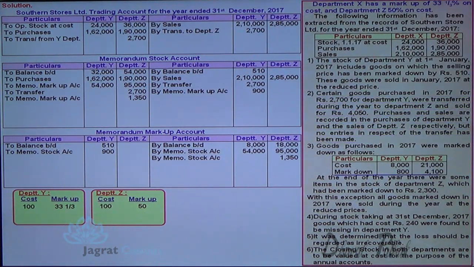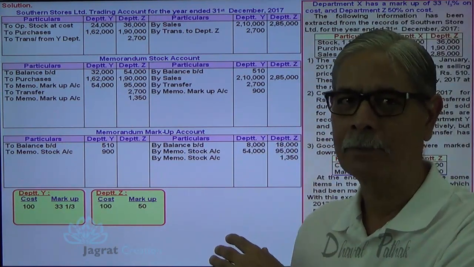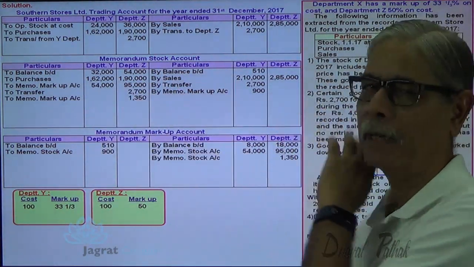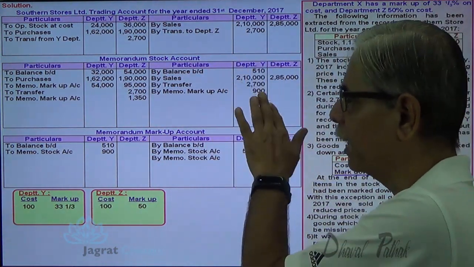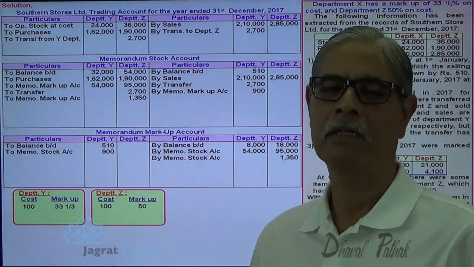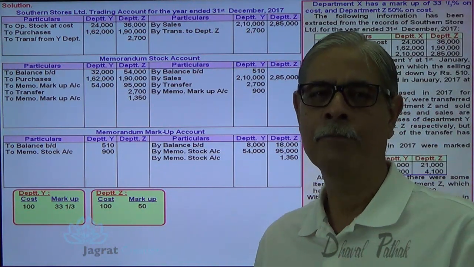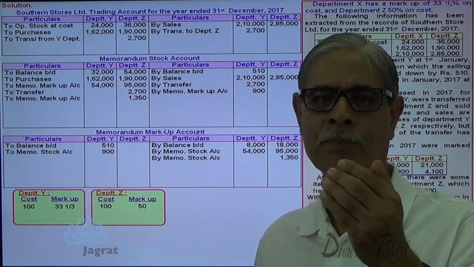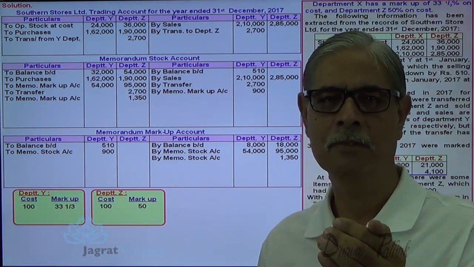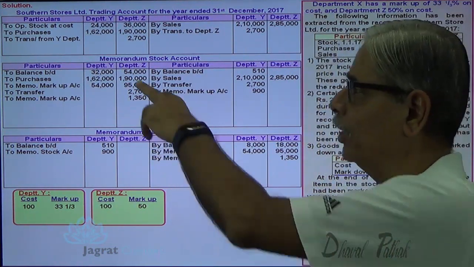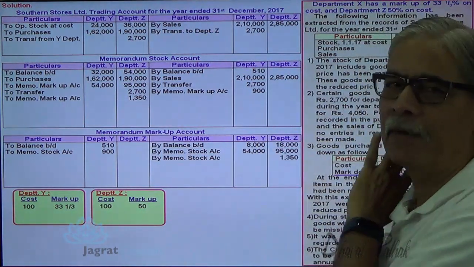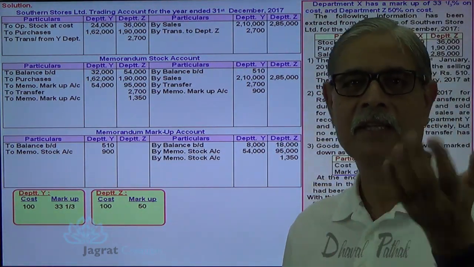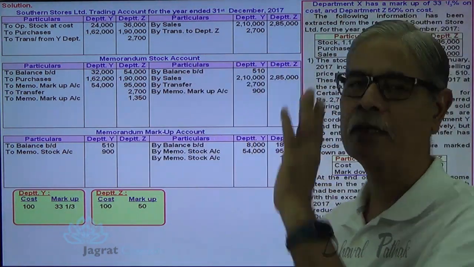Now, this is the markdown for Department Y. When there is a markup, stock account debit, markup account credit. Where there is a markdown, opposite effect, stock account credit, markup account debit. Listen once again. When there is a markup, load is added to the cost. Here, goods given are added with the profit and credit effect is given here. But when there is a markdown, the opposite effect is to be given.